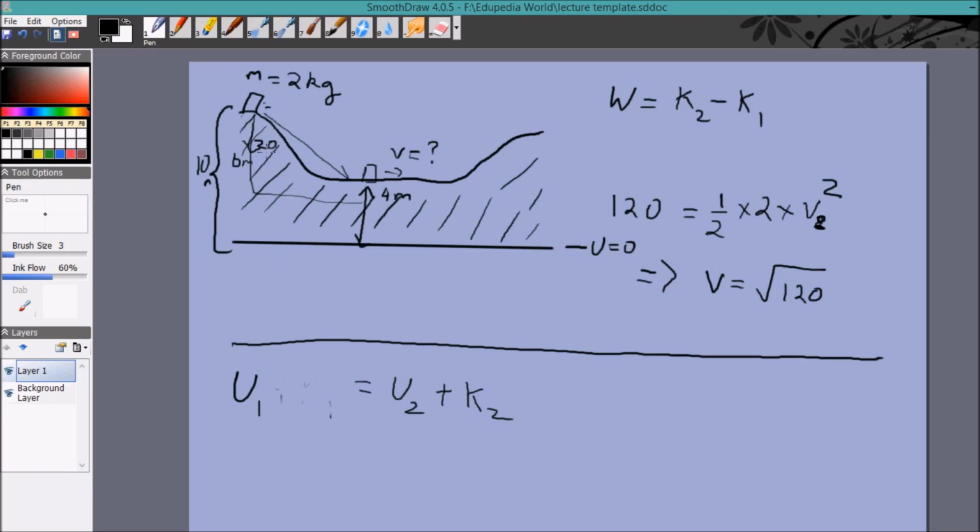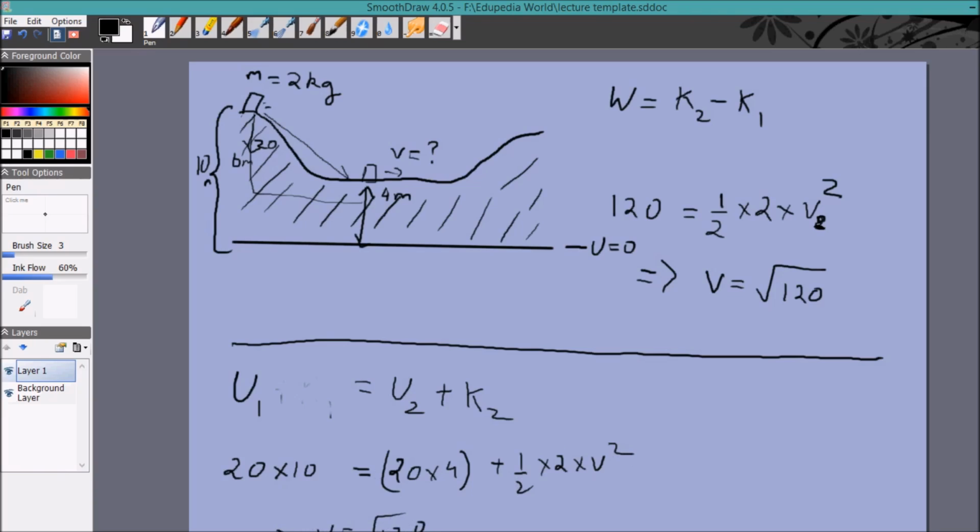So what is U1? U1 is the potential energy at this point. That is mgh. That is 20 multiplied by 10. So this is the initial mechanical energy, 200 joules, right? Now, what is the potential energy at this point? That is mg into 4, so 20 into 4, plus K2. K2 will be half into 2 into V square. This gives me 200 minus 80, 120 is equal to half into 2 into V square. So again it gives me V equals root 120.